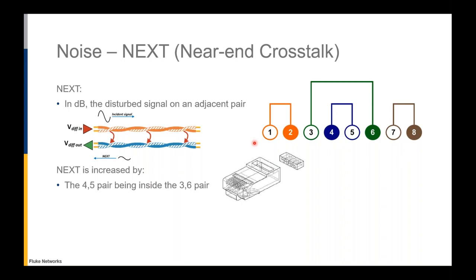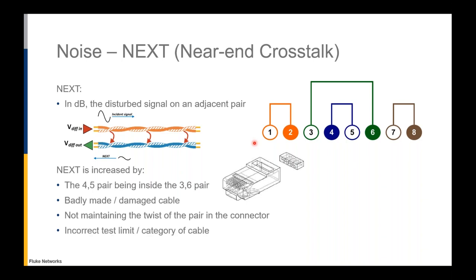I need 3 different adapter plugs for my outlet so I can plug in my cell phone to charge it, but my data cable is exactly the same all over the world. Next can be caused by a damaged cable or a poorly made cable. Not maintaining the twist. Again, that twist is very significant in keeping the signal in there. And again, the wrong category of cable.